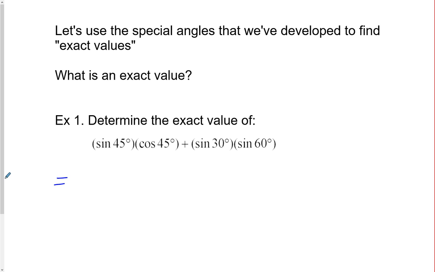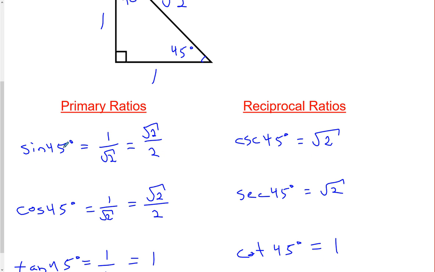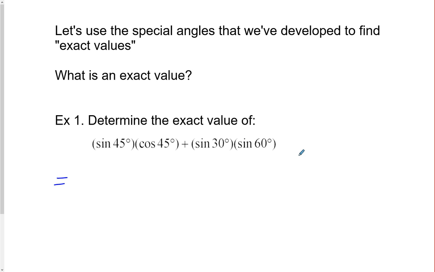Sine of 45, well, we just saw that on the last page. Sine of 45 degrees is square root of 2 over 2, or 1 over root 2. Either of those will work. In this situation, it's actually going to work out fine for us to write it as 1 over square root of 2. Cos of 45, same thing. We can write that as 1 over square root of 2.